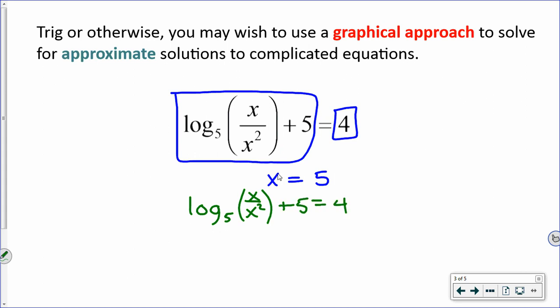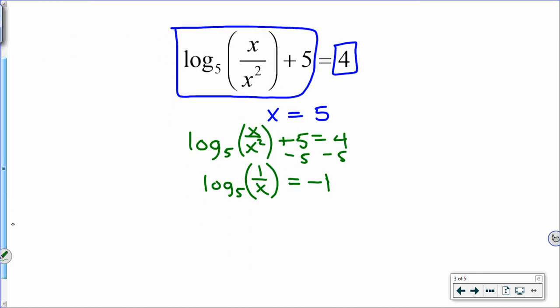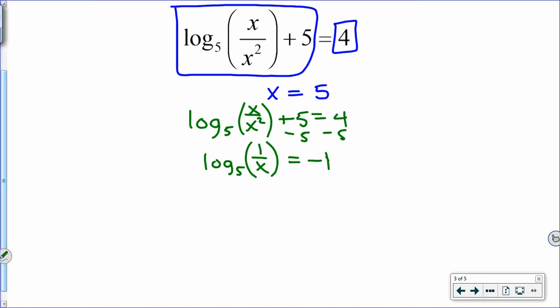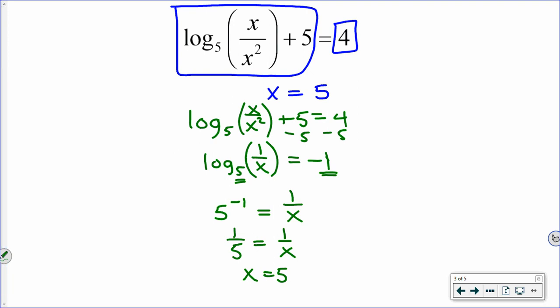We can subtract 5 from both sides, this 5 here, and get log base 5. And while I'm at it, I can reduce this fraction, which is x over x squared, to 1 over x, because one of those x's is going to cancel out. Now I have a single log expression equals a number, and the approach to solving a log equation was to rewrite it as an exponential equation, where this is the base and this is the exponent. So base 5, exponent is -1. It equals the argument of the log. 5 to the -1 power means 1/5, because it's 1 over 5 to the regular power. And now I can see that x equals 5. So this is an equation we could have solved without a calculator, but you have to agree that the graphing approach is a little bit easier if you're not feeling confident in your solving skills.